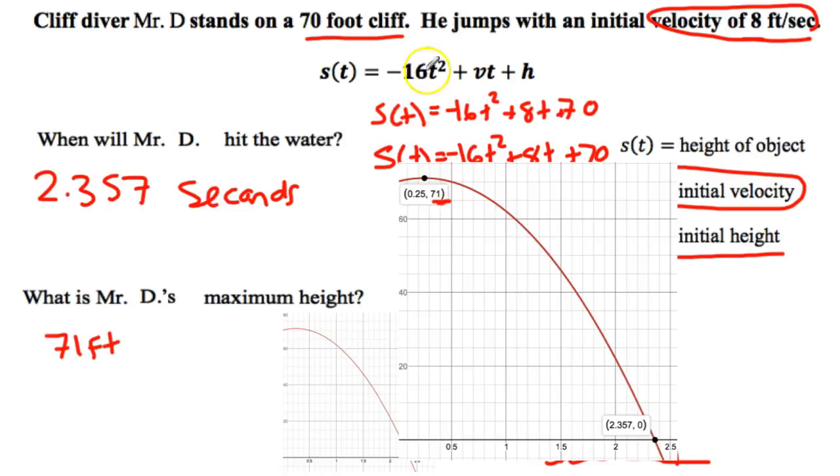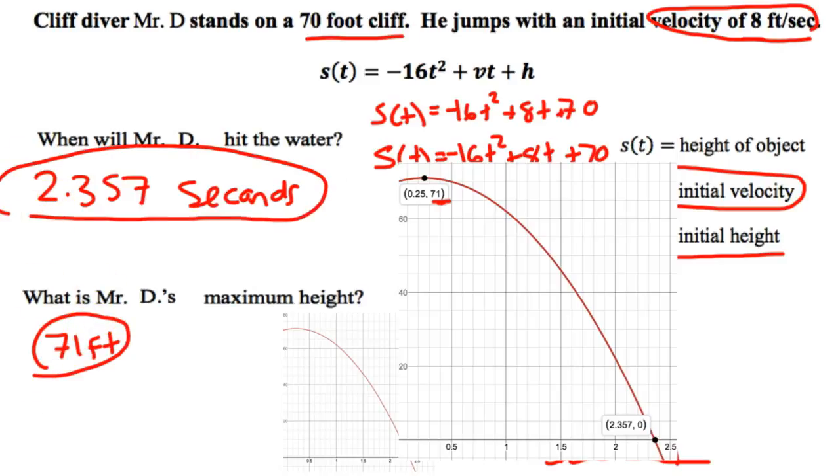So how high did I jump? 1 foot? I'm better than that. Alright, but that's my maximum height, and I'll hit the water in 2.357 seconds.